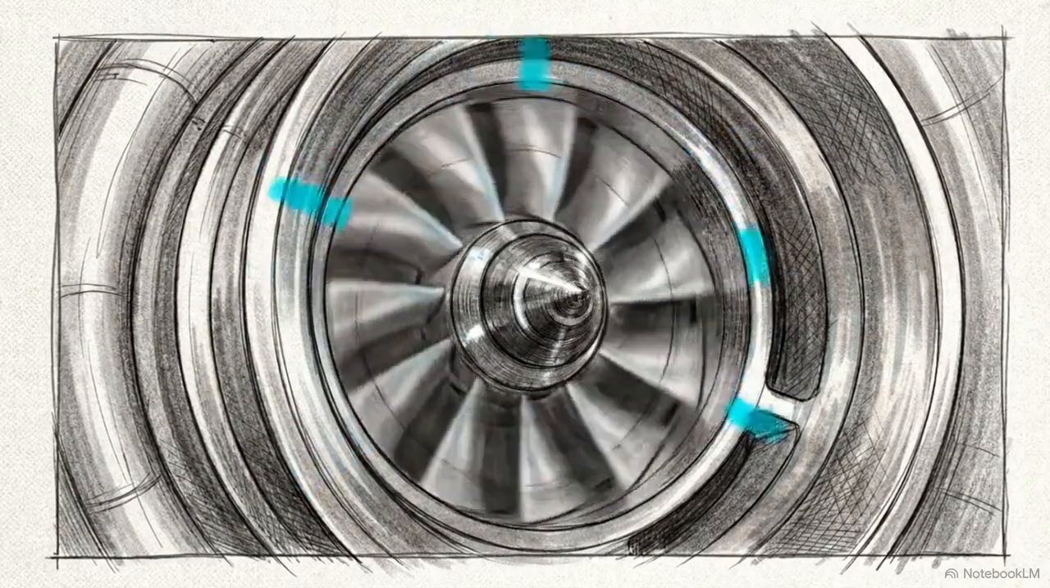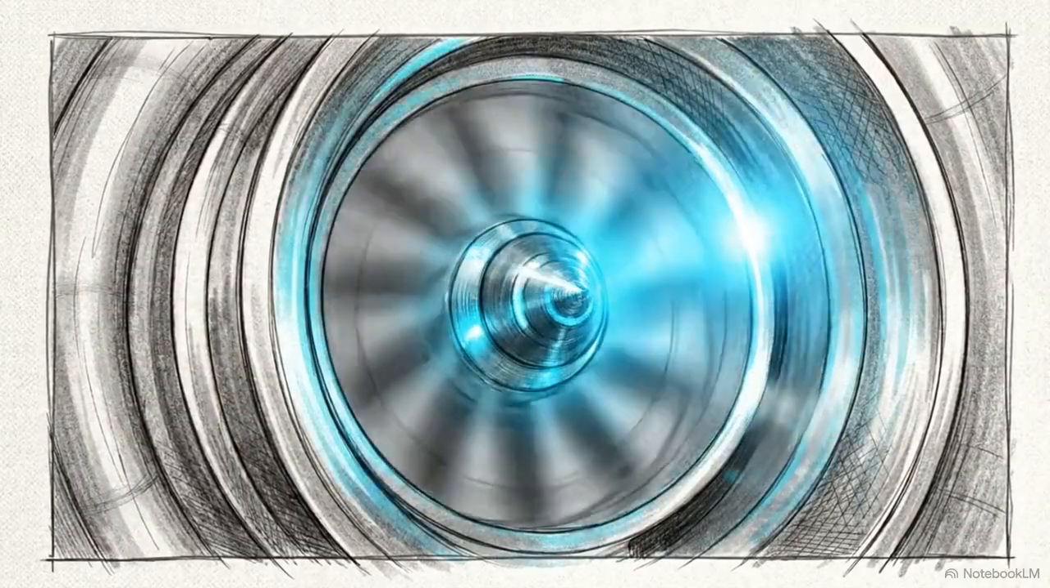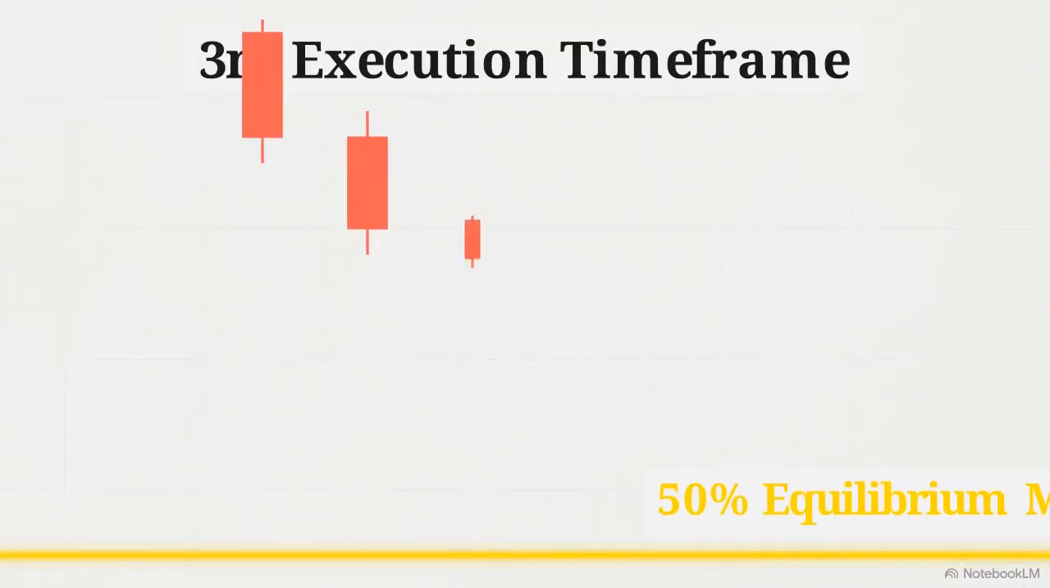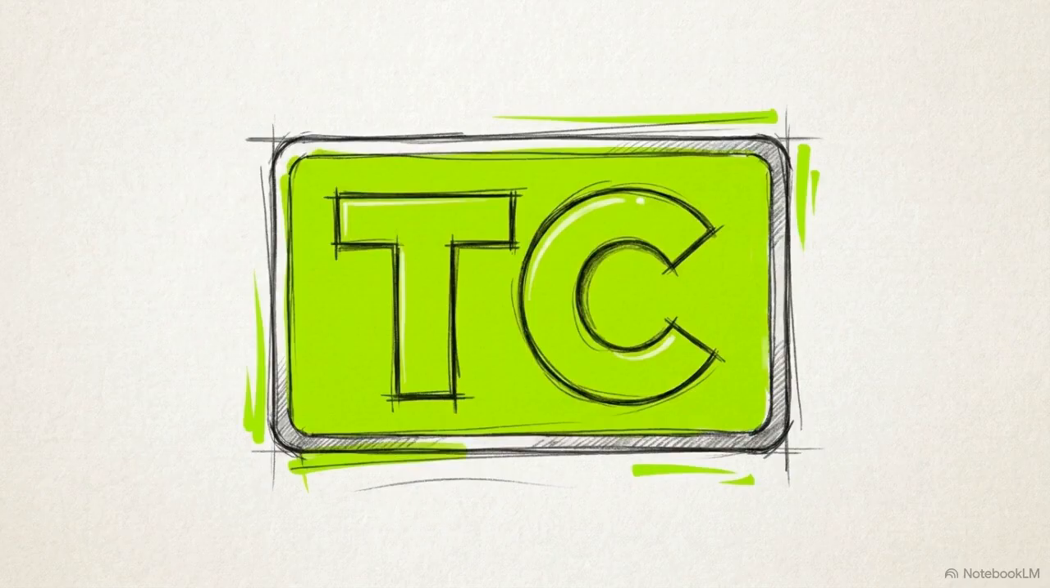With our location mapped, we need our engine. To time the execution, drop your chart down to a 3-minute time frame. As this zoomed-in chart shows, we are watching the price drop aggressively downward, heading directly into that yellow 50% equilibrium midline we mapped earlier. Do not press the buy button the moment the price touches this line. That is a common and costly error.